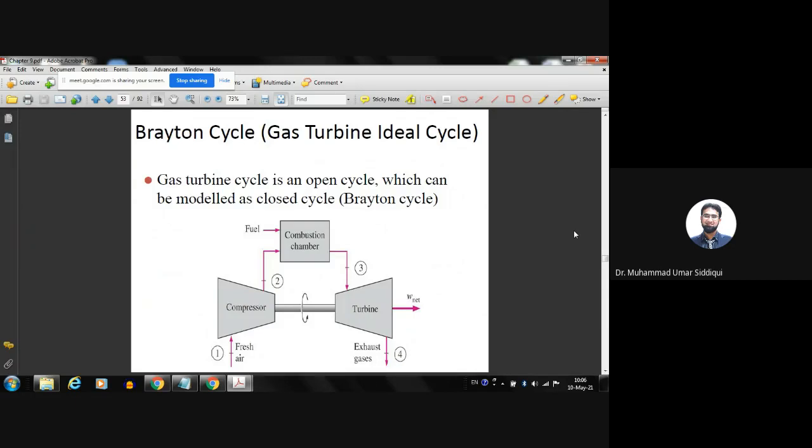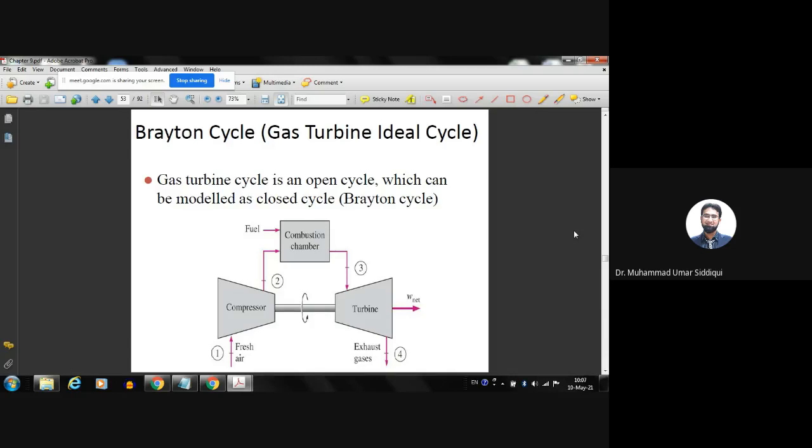It's basically a gas turbine cycle. We don't have any constant volume process within this cycle. Rather, we have constant pressure heat addition and constant pressure heat rejection. What we do is replace the piston cylinder with the compressor and turbine, and so this is also known as the gas turbine cycle.